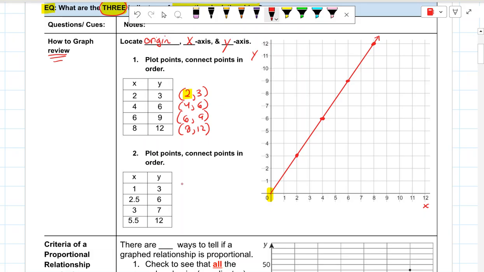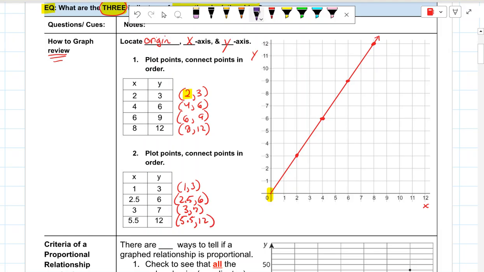Now number 2, plot points, connect points in order. So we have another set here. We're going to do 1, 3, 2.5, 6. That will be a tricky one. 3, 7, and another tricky one, 5.5, 12.